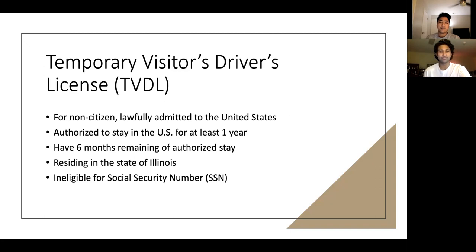So the TVDL is basically for non-citizens who are lawfully admitted to the United States. You need to be authorized to stay in the US for at least 1 year. And during your time of application, you need to have at least 6 months of remaining authorized stay. You have to be residing in Illinois. And by extension, that means all the requirements that we will be talking about is for the state of Illinois. Also, you have to be ineligible for a social security number, or SSN. So again, basically a TVDL is for people who do not have a social security number.